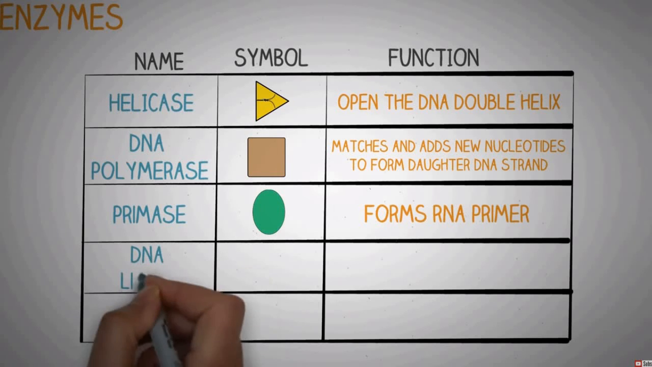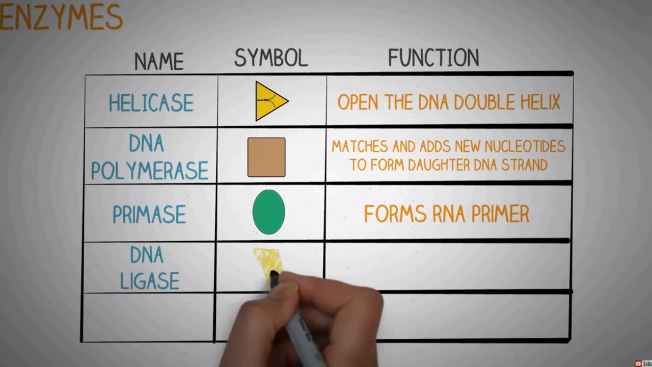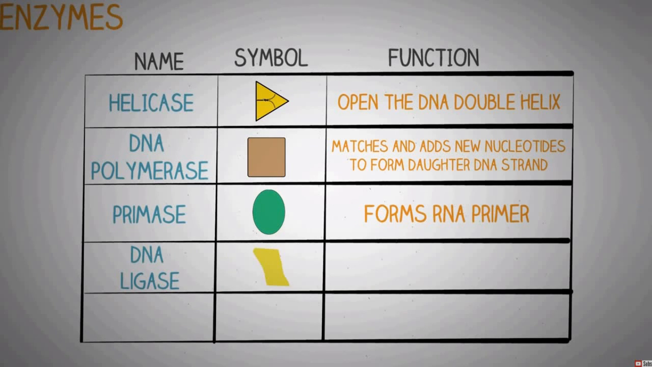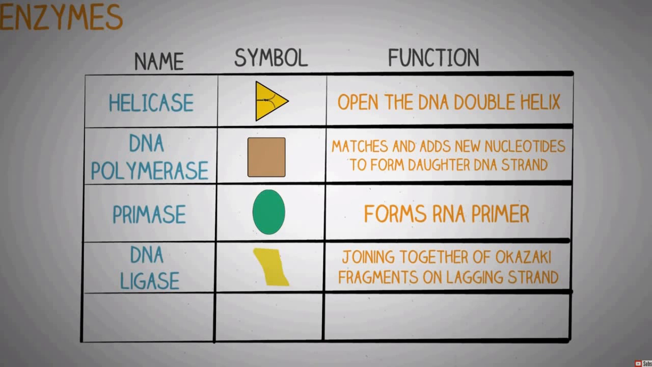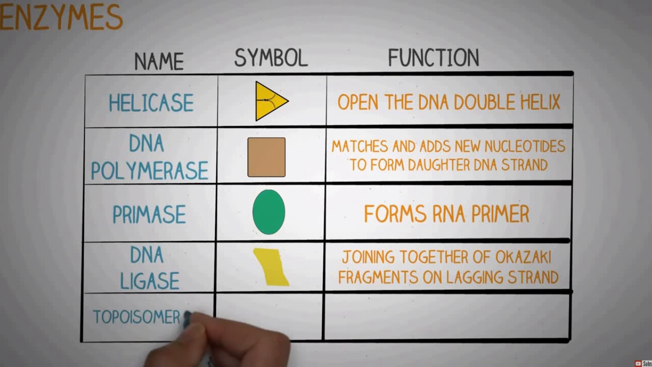The next enzyme we will talk about is the DNA ligase, which will be represented by this symbol in the process. The DNA ligase performs the vital function of joining together the Okazaki fragments on the lagging strand. Now this may seem complex right now, but we will get to this in detail later in this video.